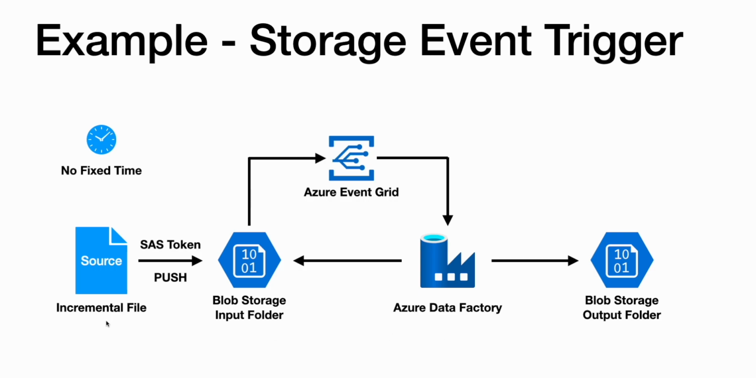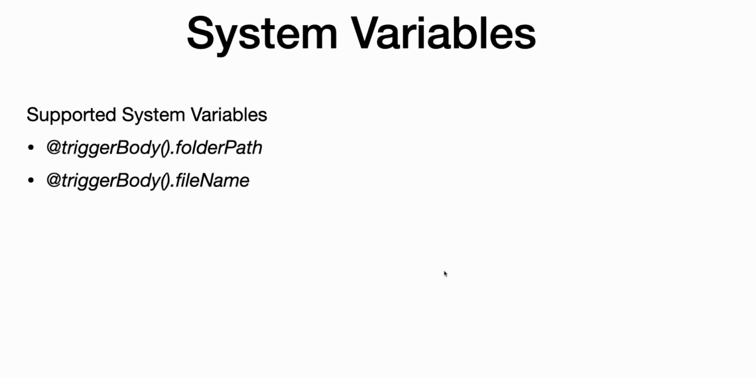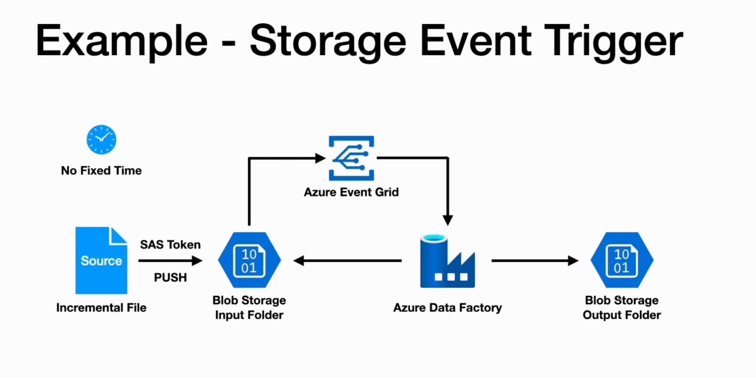So what really will happen is that this file, as soon as it's placed by your source system into your input folder, there will be an event which will be registered in the event grid, and then that message will be passed to the data factory. Data factory will pick up that file based on the two system variables which we were talking about, which is the folder path and the file name, and copy that data into the output folder. So this was an example.